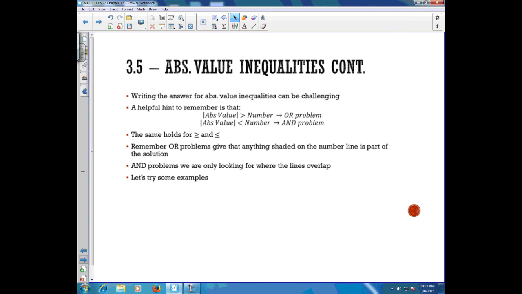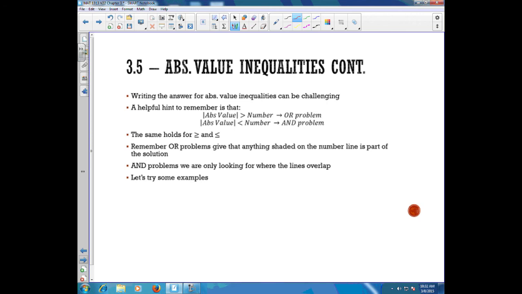So, writing the answer for the absolute value inequalities is usually the troublesome part. In general, solving the problem is easy. It's writing the answers that tend to be a problem. So a helpful hint to remember is that if you have something in an absolute value which is greater than a number or greater than or equal to a number, you're going to treat that like an or problem. Any part of the lines that are shaded at the end will be part of your answer.